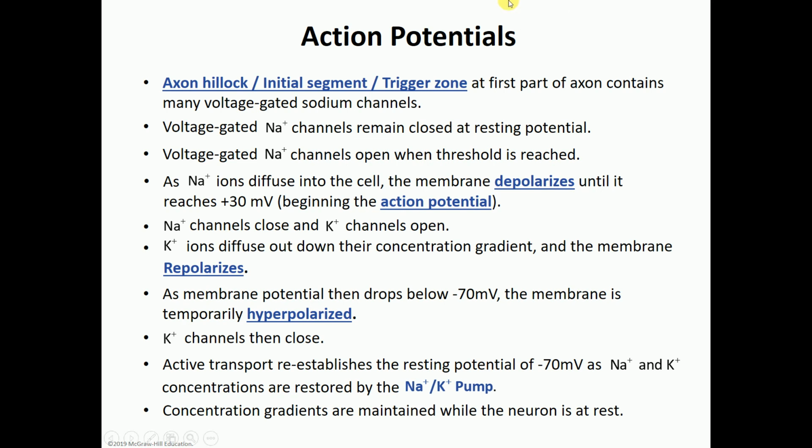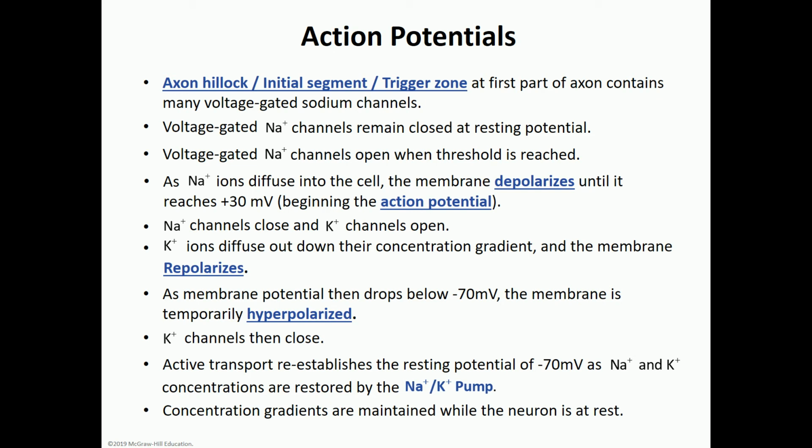Now, all of the changes that we talked about: we start off, the voltage-gated channels are found in the axon hillock, and that is why it's known as the trigger zone, because if these voltage-gated sodium channels are triggered to open, this is when we are going to actually produce an action potential. Remember, you have to reach that threshold of negative 55. If you do not, again, everything goes back to normal.